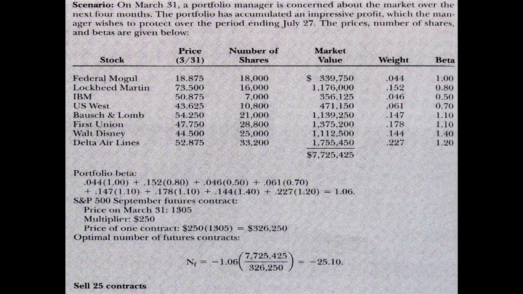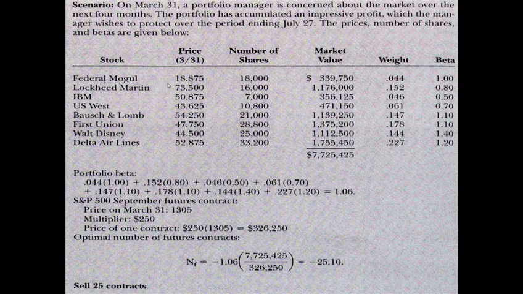So that's in what, 3 months? March, April, May, June, July. 4 months' time, yep. The prices, number of shares, and betas are given below. So here we've got the different type of stocks, the price for each stock, the number of shares, the market value. So that basically is the market value of not only each stock, but the total as well.